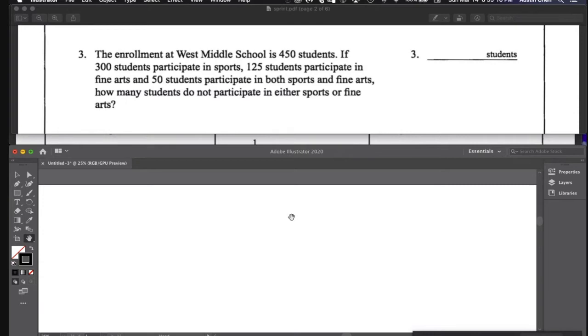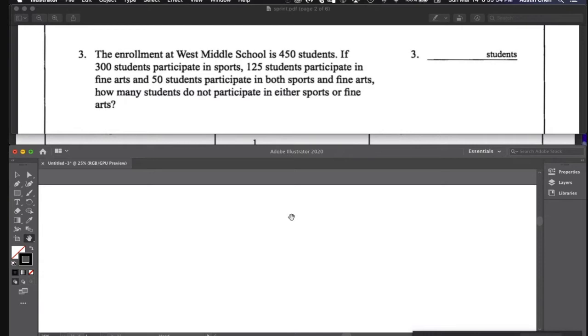So one thing you're trying to work towards in this problem is how many students are either in sports or in fine arts, right? Because that's the opposite of what we want. What we want is how many students do not participate in either sports or fine arts. If it's the opposite of what we want, then we know that the opposite and what we want sum to 450. So if we can get the opposite of what we want, we can subtract that from 450 and get what we want. So we can find the opposite of what we want, and it will eventually lead us to what we want.